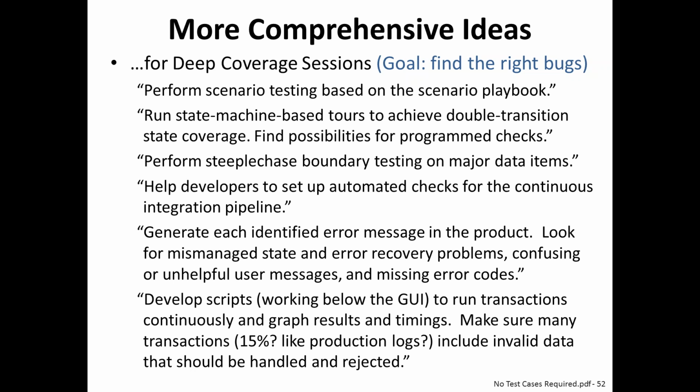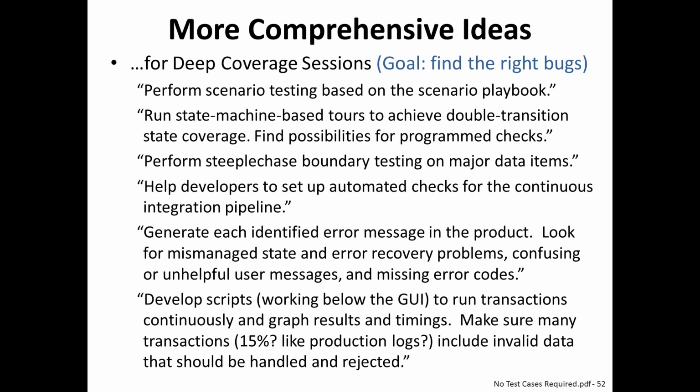Then we can go deeper in terms of the error message collection that we did, generate through scenarios or through particular activities each one of the error messages in the product, and then probe the product for possible data corruption, state confusion, missing error code, those kinds of things. Then we can also develop scripts running below the GUI and identify performance issues, timings, to run transactions continuously. One of the things we can do is we can inject deliberately erroneous or invalid data entry and see if the application handles that properly.